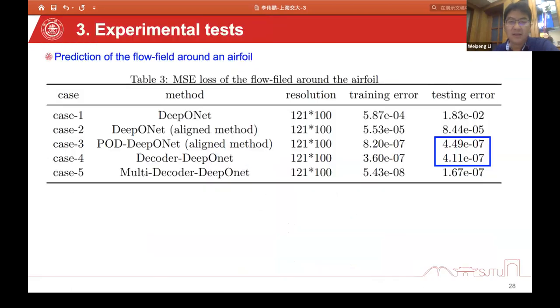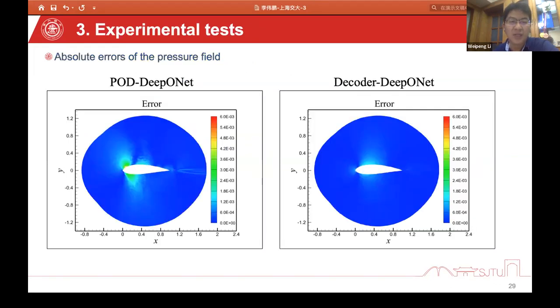And if we compare these two, you may be wondering, the POD DeepONet is good enough, so why do we do this decoder DeepONet? Because the test error or the training error is somehow in the same order and does not show significant improvement. Then we look at the two cases, and we can find that the decoder exactly reduces the training and testing errors.